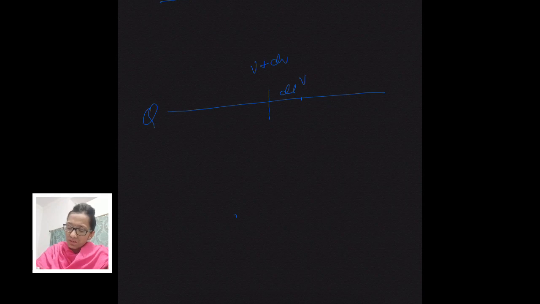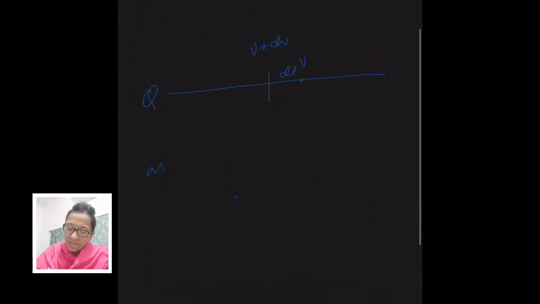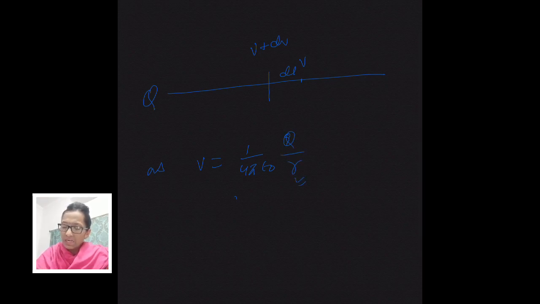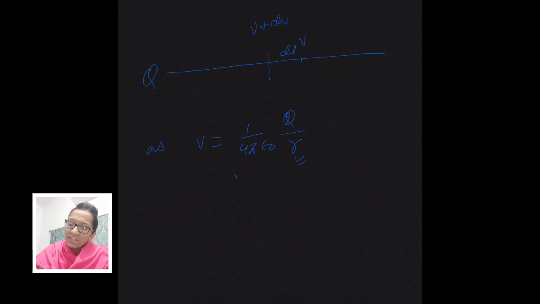So we know that potential reduces with distance, as potential is equal to 1 upon 4 pi epsilon naught Q upon R, where Q is the capital Q charge. When this R increases, potential reduces. So let the potentials at points A and B be considered.